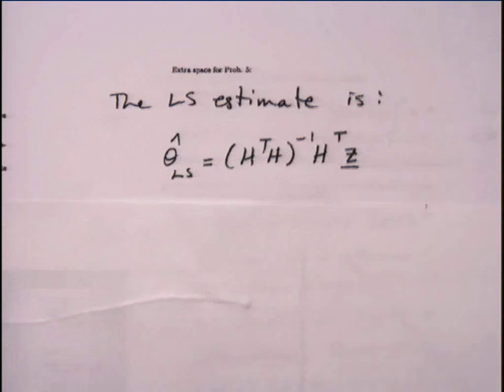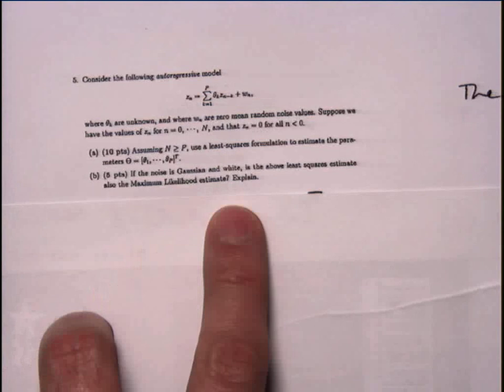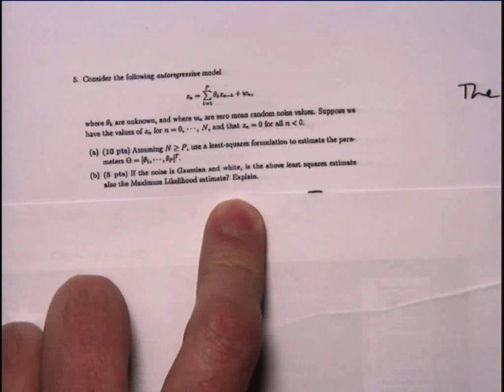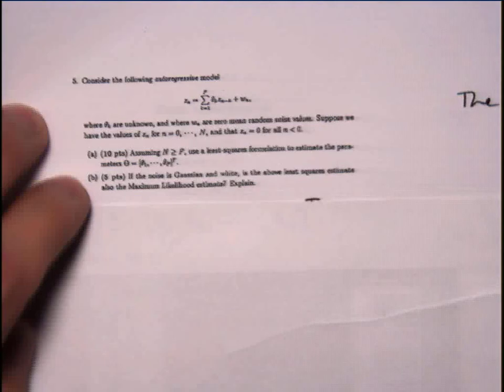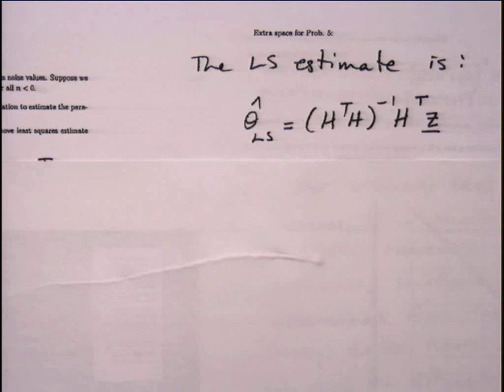Now, probably the trickiest part of this problem is the last part of the question, which asks: if the noise is Gaussian and white, is the above least squares estimate also the maximum likelihood estimate? Okay. Remember, we talked earlier about how the standard least squares problem gives you a solution that is exactly the same as maximum likelihood when the noise is Gaussian. And I'm asking you, is that true here? Okay? And you look at this and you think back, and the obvious answer seems to be yes. But in fact, the answer is no.